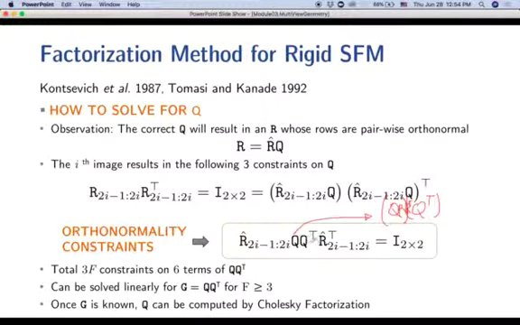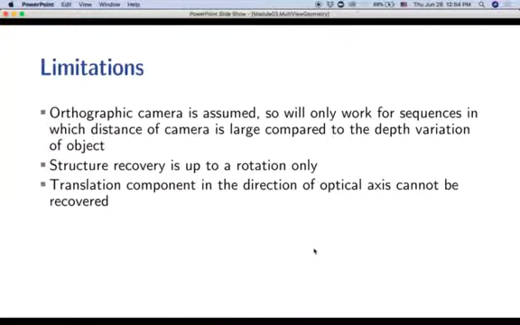So the orthonormality constraint does not give you a unique Q. All Qs that are equivalent up to a 3 by 3 rotation matrix are equally good to satisfy this constraint. Which means my structure recovery will only be up to a rotation. I'll pick one particular Q out of all those possible Qs that differ by an R. Which is kind of okay. If you got your house recovered properly, but it was just rotated, it's still good structure. And the translation component in the direction of the optical axis cannot be recovered.